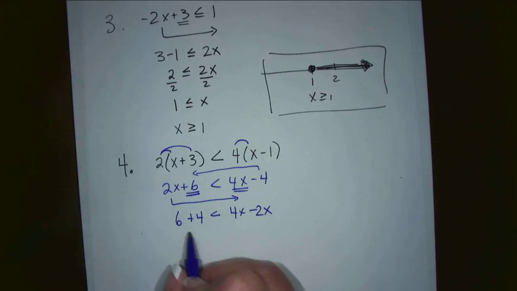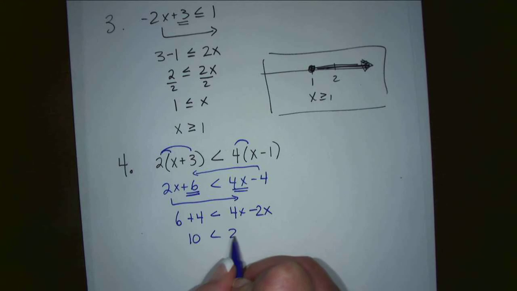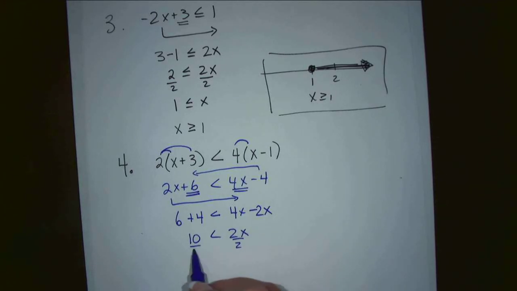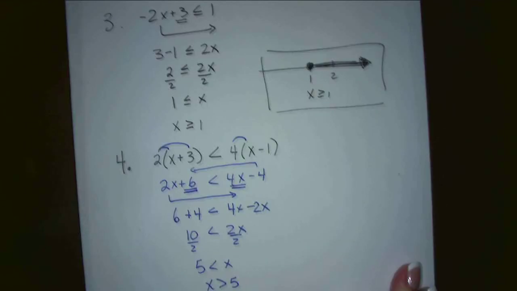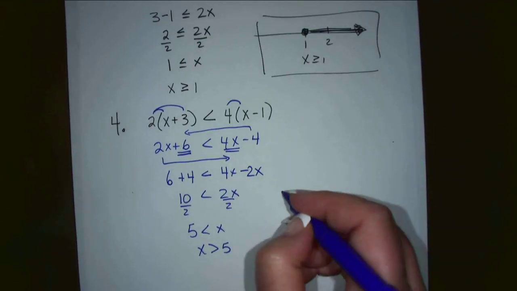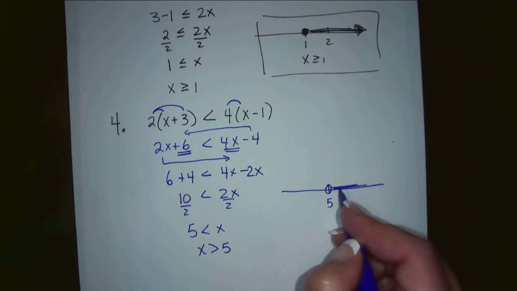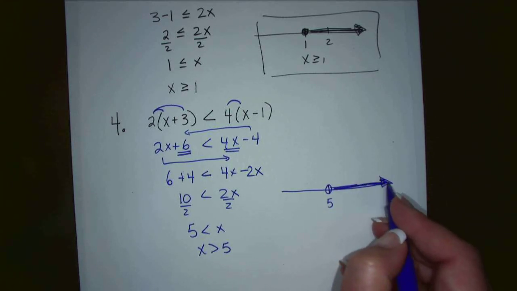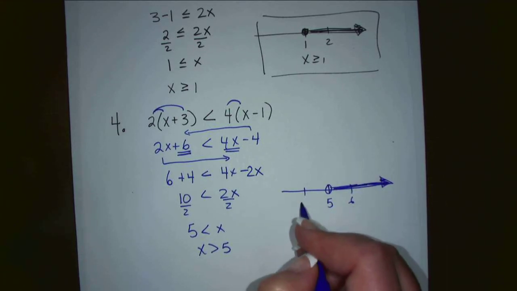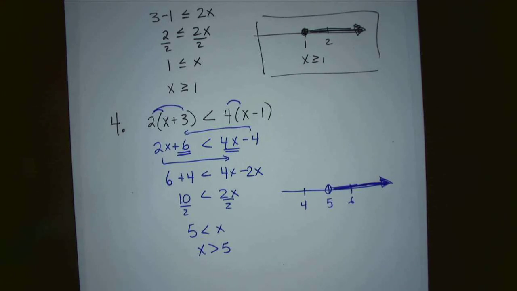So we've rearranged it so that the x is positive. Divide both sides by 2. And just switch it around so that you can read it. X is greater than 5. And check your answer if you're worried that you've got the wrong thing.